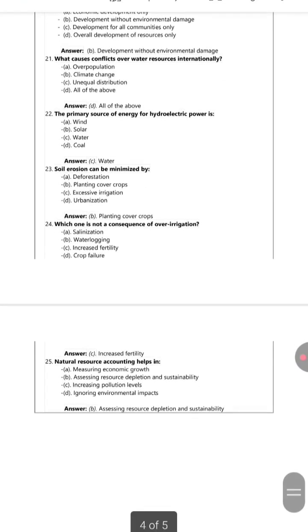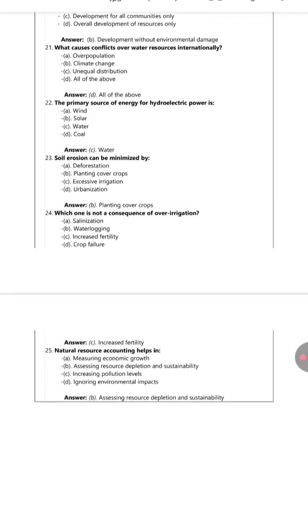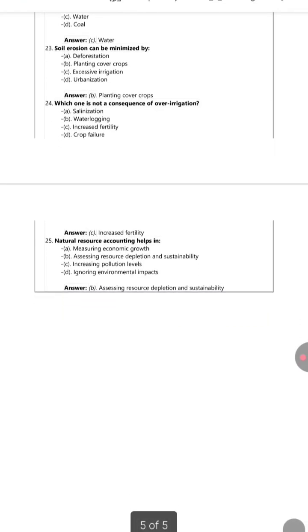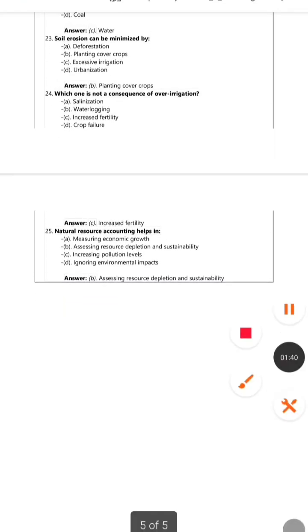The primary source of energy for hydroelectric power is water. Soil erosion can be minimized by planting cover crops. Which one is not a consequence of over irrigation? Increased fertility. Natural resource accounting helps in assessing resource depletion and sustainability.